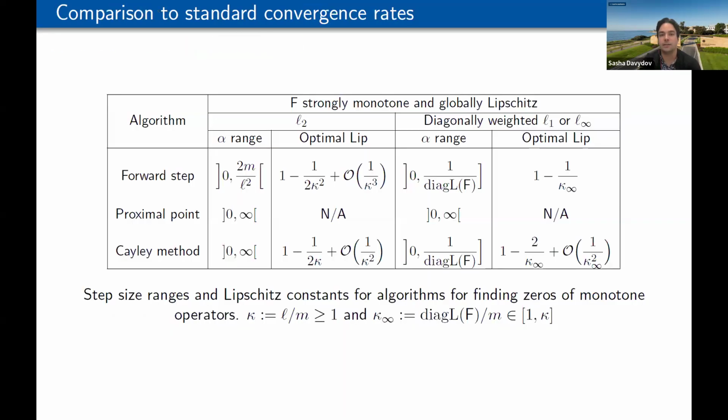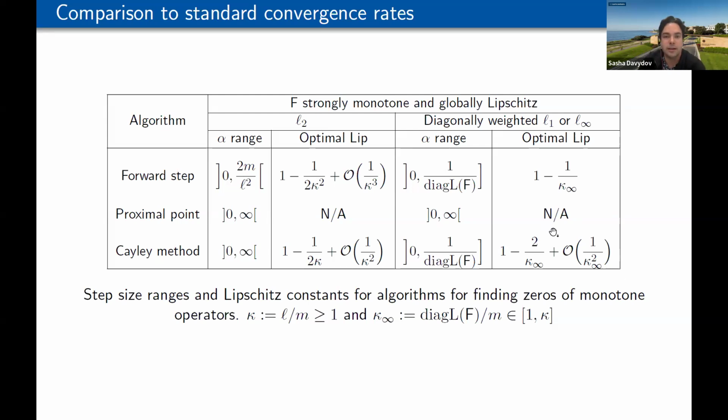And actually, we can characterize the different convergence rates for these algorithms in the cases of being monotone with respect to an L2 norm, a classic Euclidean norm, or with respect to a diagonally weighted L1 or L infinity norm, as a function of the alpha that you pick and the parameters M and L, which are the monotonicity and the Lipschitz constants of those mappings. Here in this left column, we have the standard results in the literature. And the ones on the right are tailored to the framework where you're monotone with respect to a diagonally weighted L1 or L infinity norm.